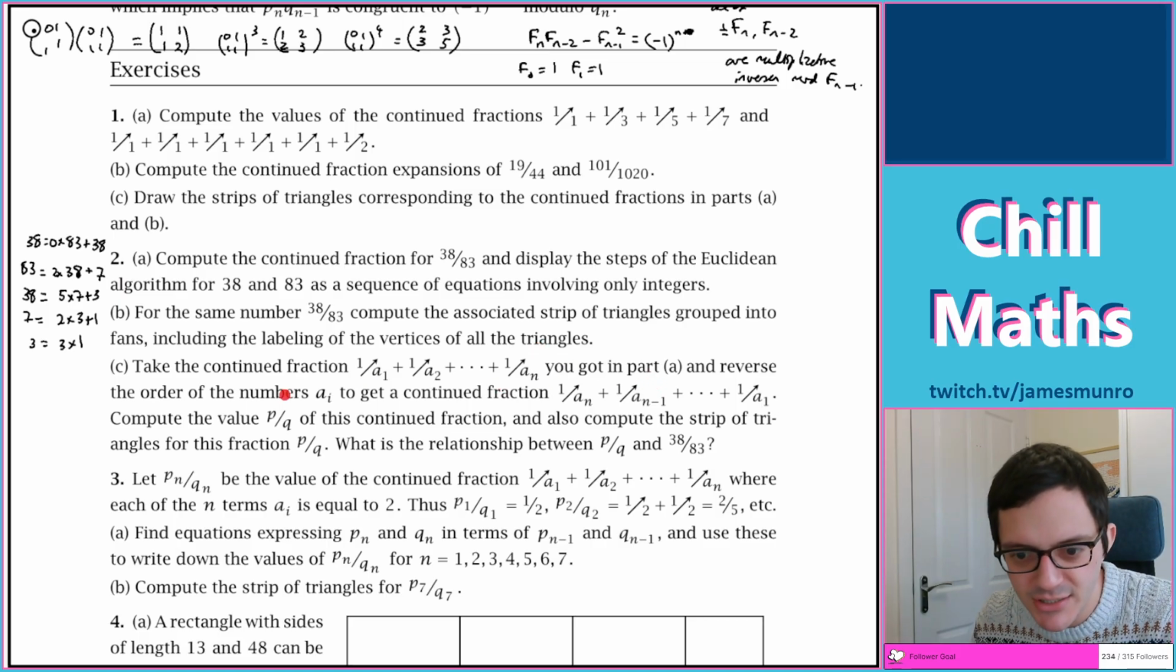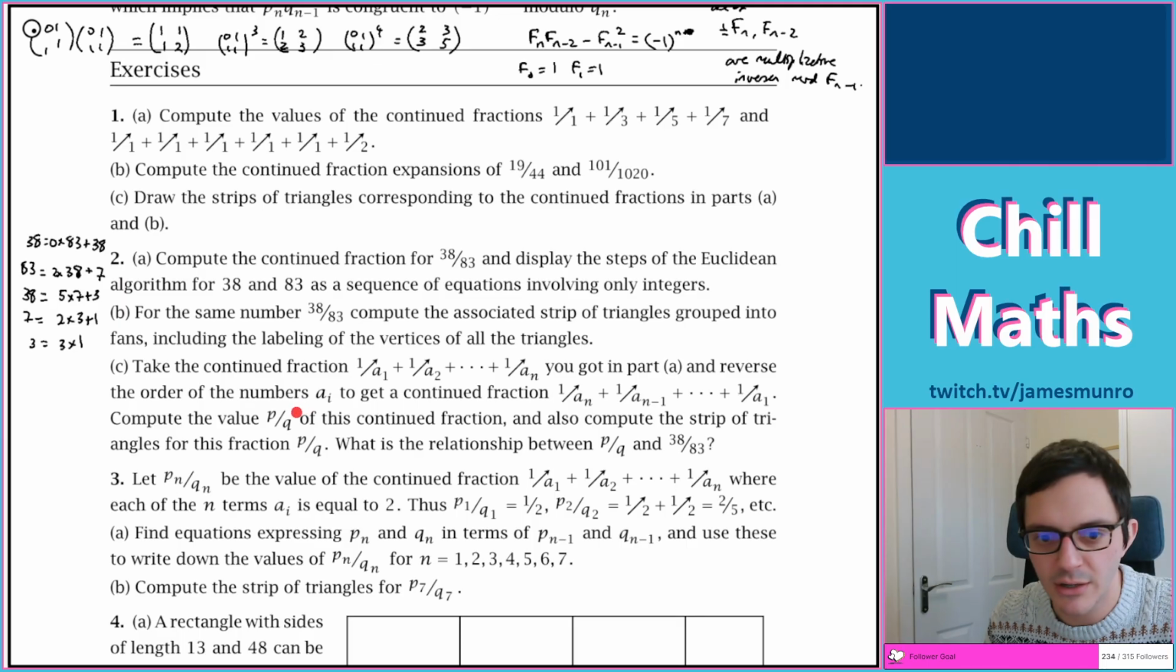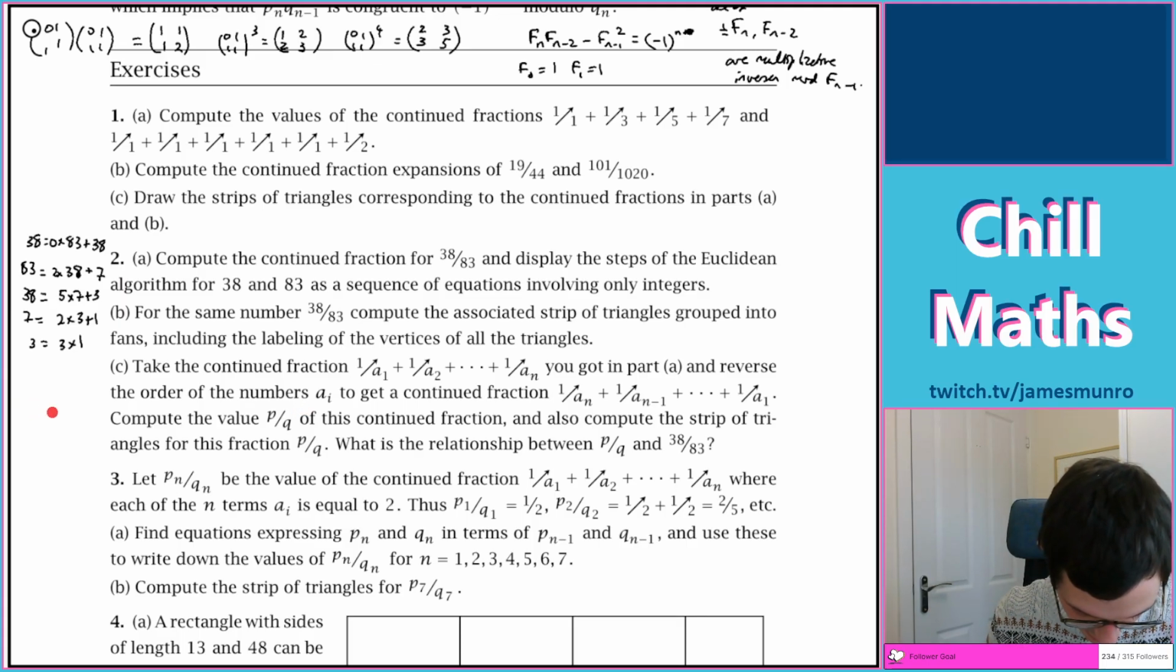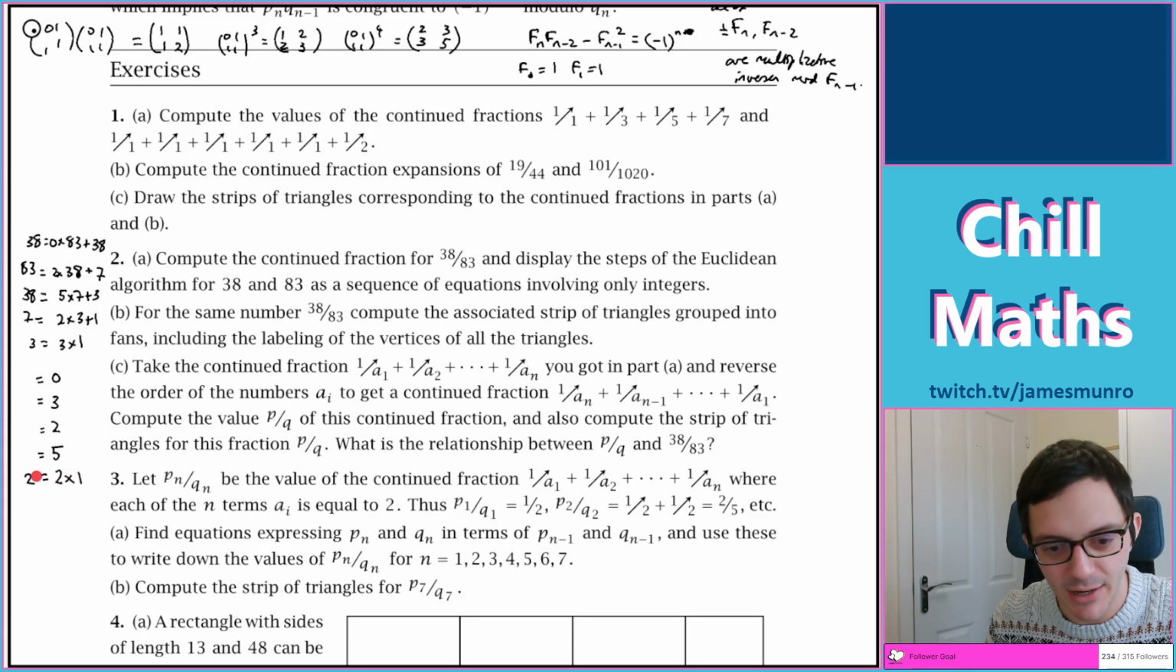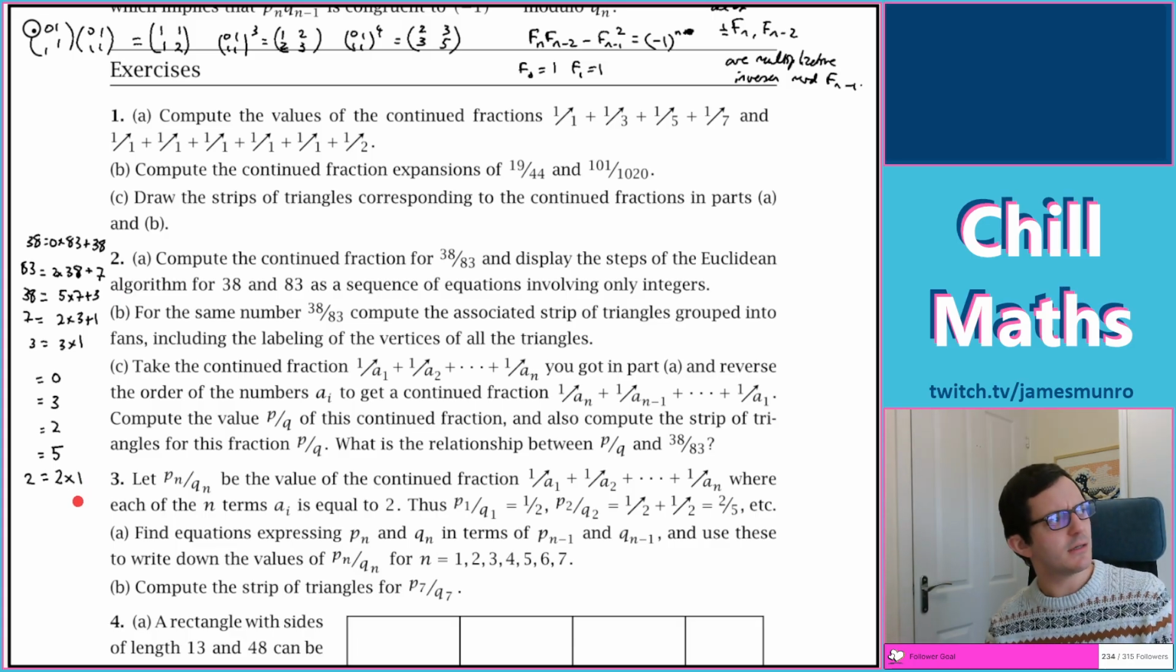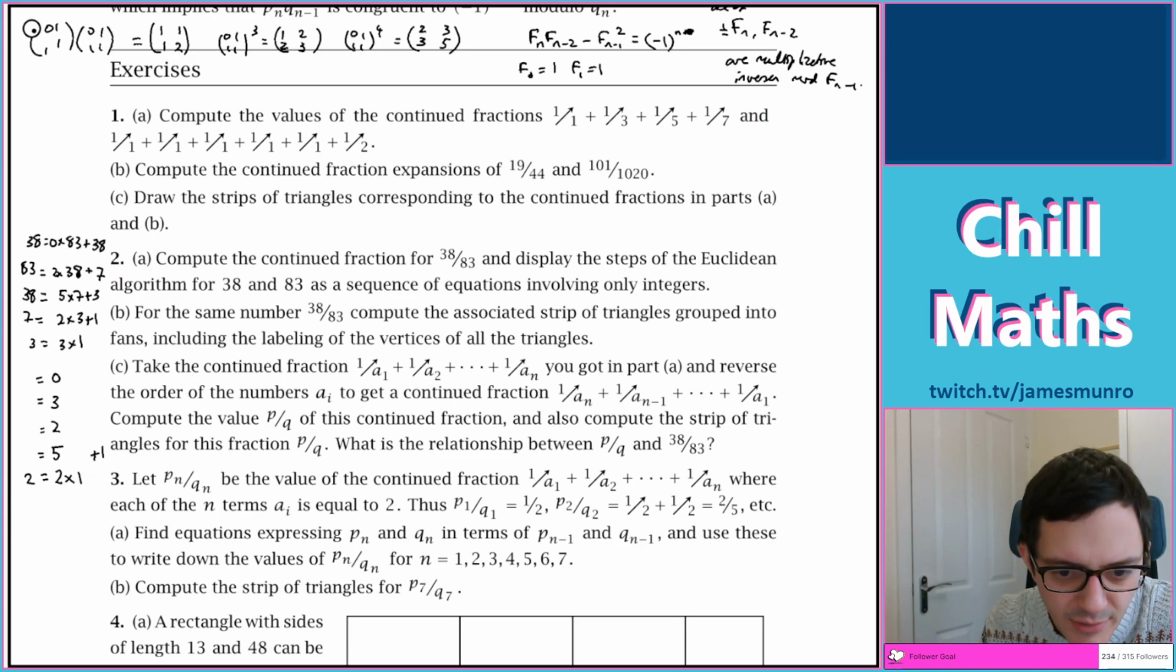You can take the continued fraction, reverse the order of the numbers AI to get a continued fraction. Okay, so I can reverse things. So how do I want to lay this out? I kind of want to do 0, 3, 2, 5, 2, and then work backwards to work out what these numbers are. So if I reverse my continued fraction, I can now work upwards to work out what number this is. It's always times 1 at the end. I'm trying to work with things that are co-prime, so their highest common factor is supposed to be 1, which means it appears here as well.